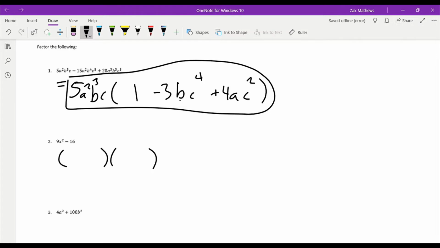And so the square root of 9 is 3. The square root of x squared is x. Those will be our first terms. The square root of 16 is 4.